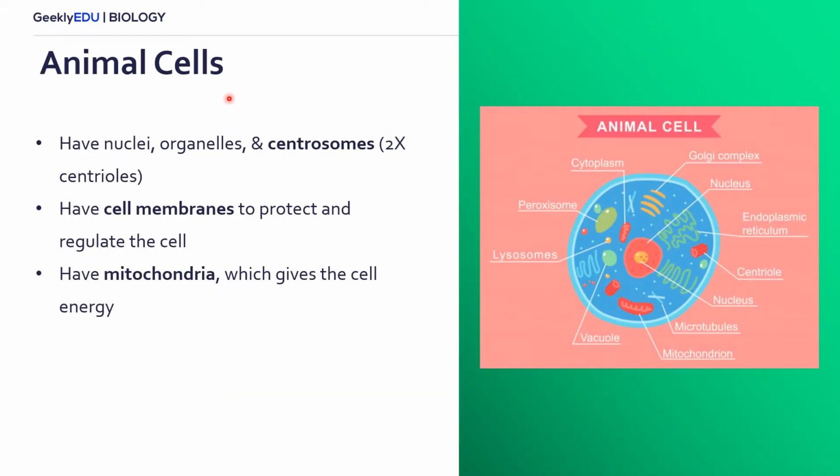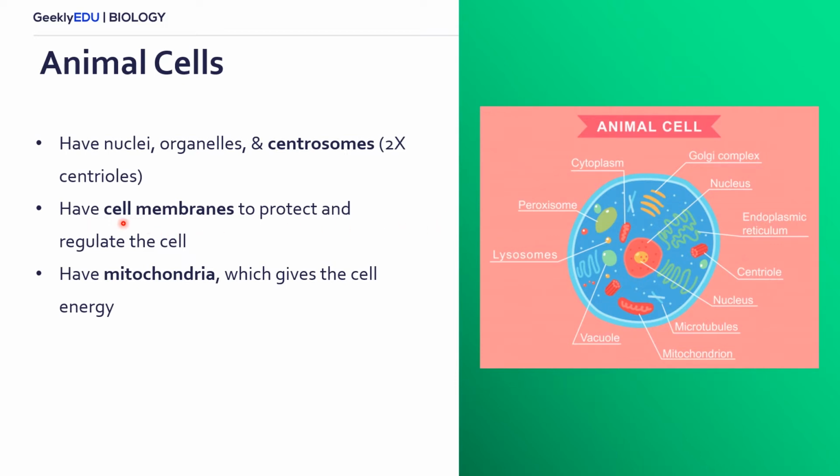Starting with animal cells, as a eukaryote, it does have nuclei, which is plural for nucleus, and then other common organelles, such as the ER and your Golgi complex. But then, unlike plant cells, animal cells have centrosomes, which is basically a pair of centrioles, which are important for cell division.